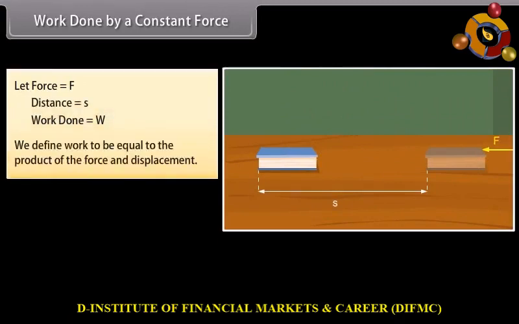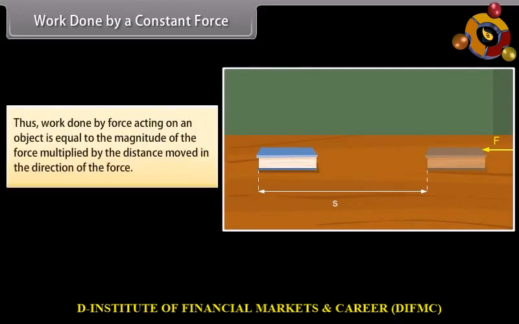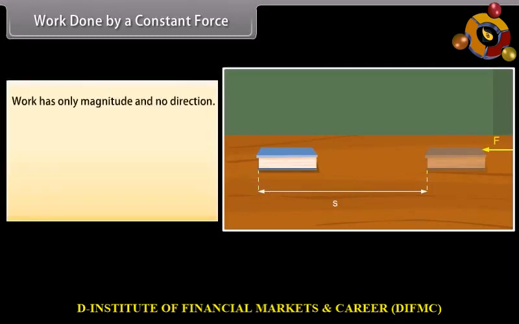We define work to be equal to the product of the force and displacement. Work done is equal to force into displacement, or W = F × S. Thus, work done by force acting on an object is equal to the magnitude of the force multiplied by the distance moved in the direction of the force. Work has only magnitude and no direction.